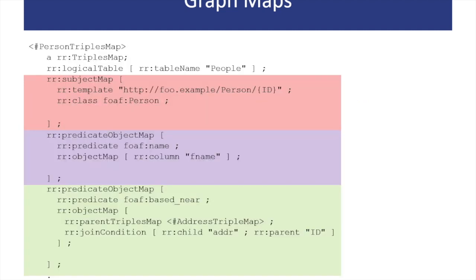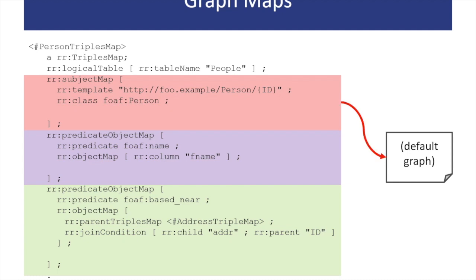In this example, we see a subject map, a predicate object map, and a predicate object map that uses a parent triples map. It's the example from the previous slide, and I have divided them into 3. Now, what happens if I execute this mapping? Well, all triples generated by the subject map will be entered into the default graph, and the same for the first predicate object map and the second predicate object map.